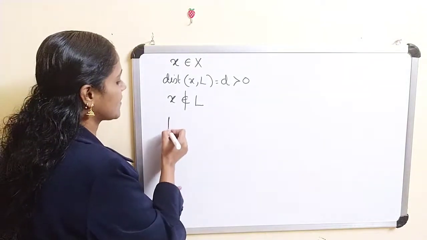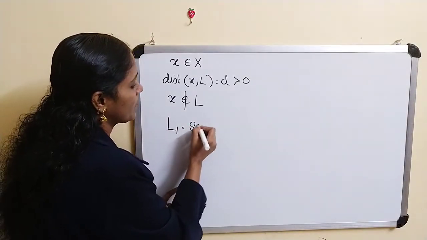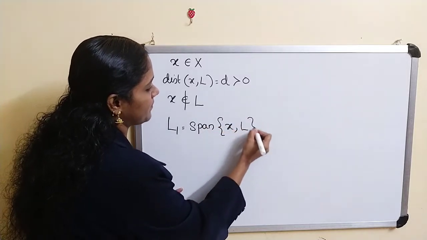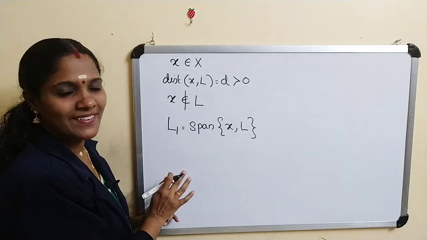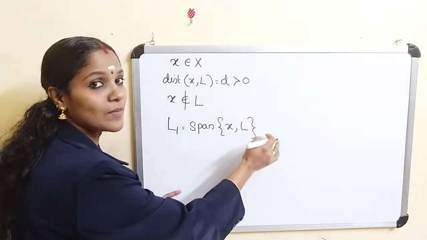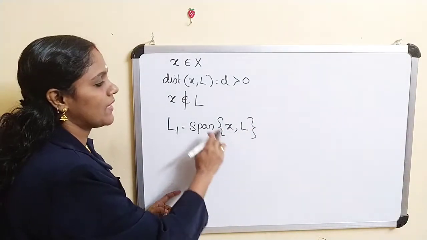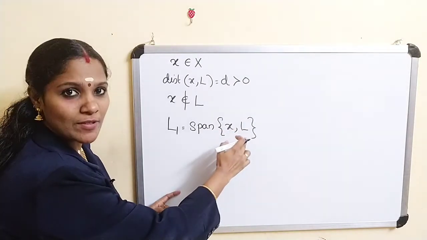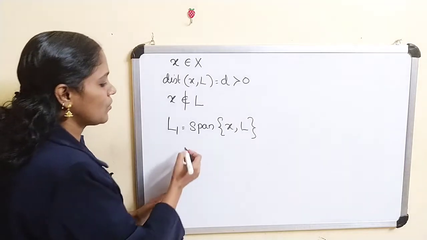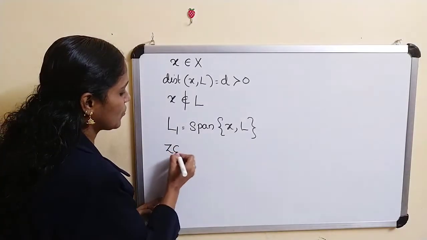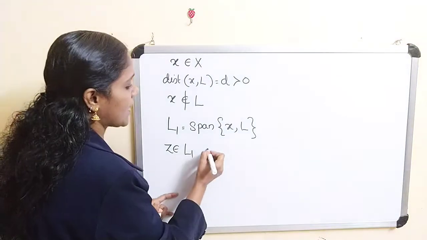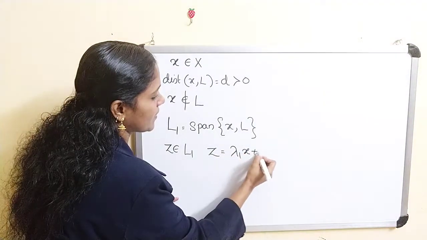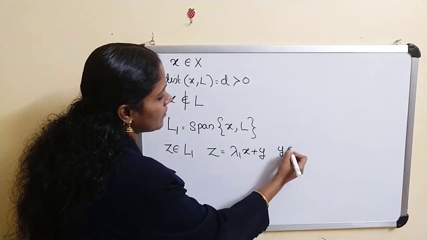Now we are considering the set L1 equal to span of x comma L. Clearly this is a subset of X. All elements are of the form linear combination of x and linear elements of L. So for each z belongs to L1, you can write z equal to some lambda 1 x plus y, where y belongs to L.